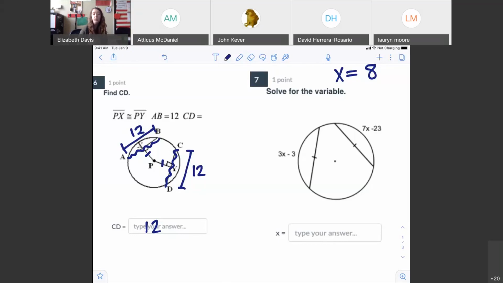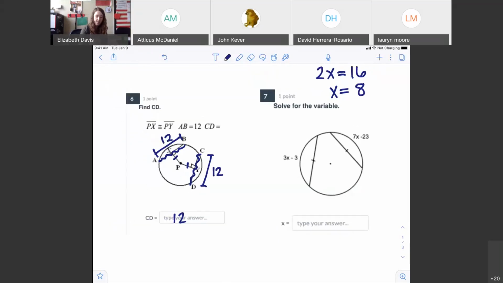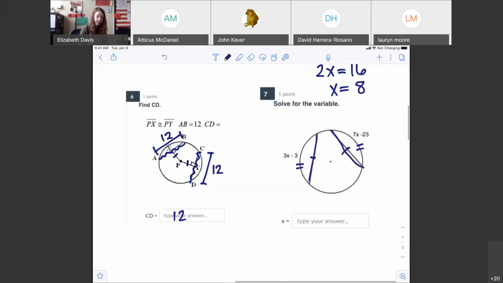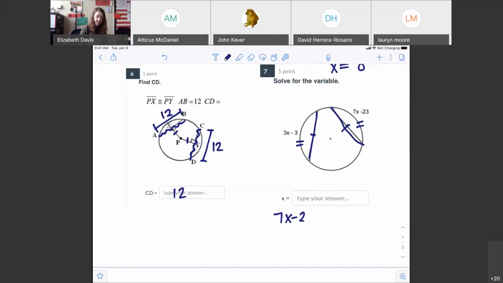Good deal. So on number 7, since these chords right here are congruent to each other, that means that the arcs that they cut are congruent to each other. So I'll set 7x minus 23 equal to 3x minus 3. What should we do first to solve? Yeah, let's subtract that 3x from both sides. So then we have 4x minus 23 equals negative 3. Make sure to bring the sign down with it.